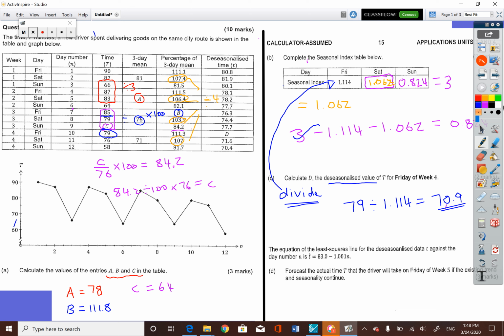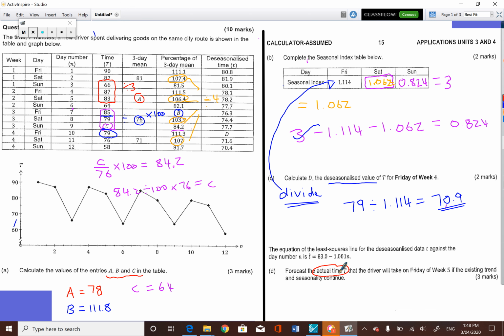Alright, last 3 marks, let's go get them. So, the equation of least squares regression line for deseasonalized data t against the day number n is t hat, which means approximate, equals 83.0, take 1.001 n. So forecast the actual time this driver will take on Friday week 5 if the existing trend and seasonality continues. So what we're going to do here is first of all chuck the value of that time, so the x-axis, if we're looking on our graph going this way, into our formula. So we're finding it for Friday week 5.